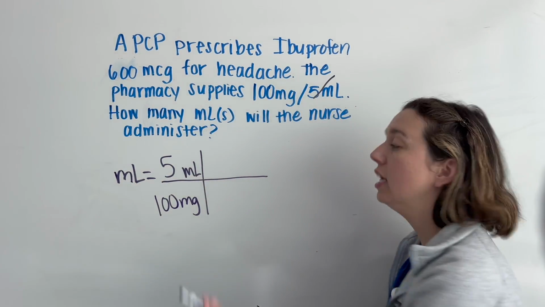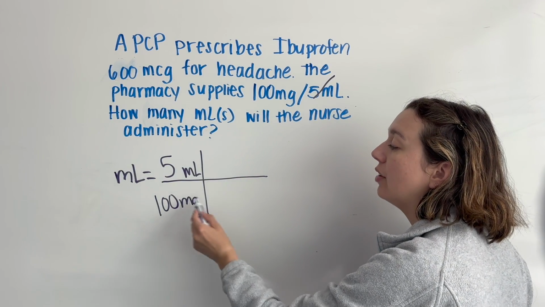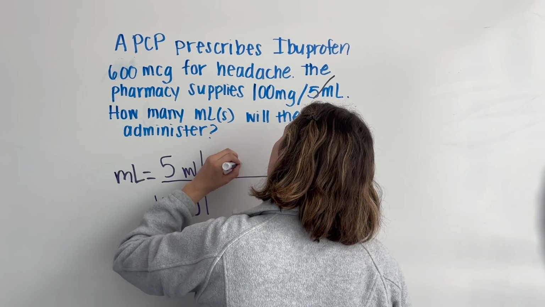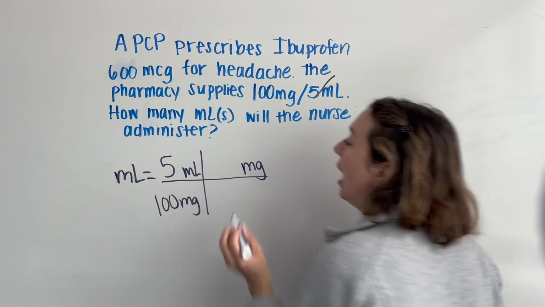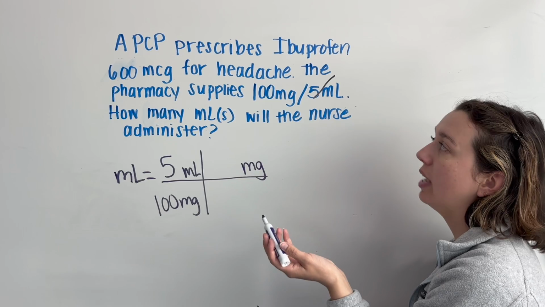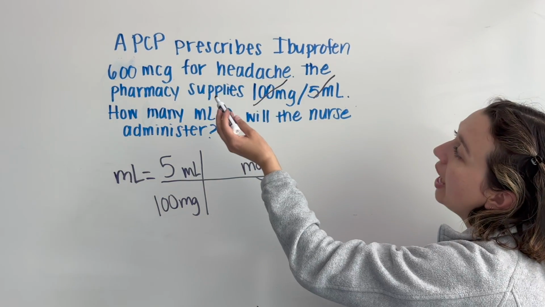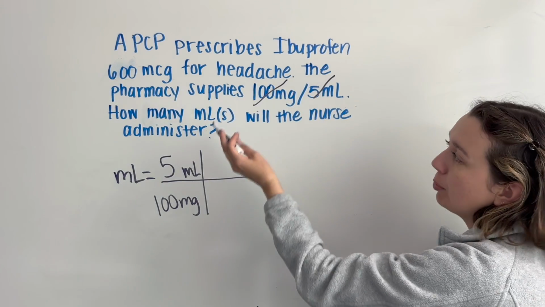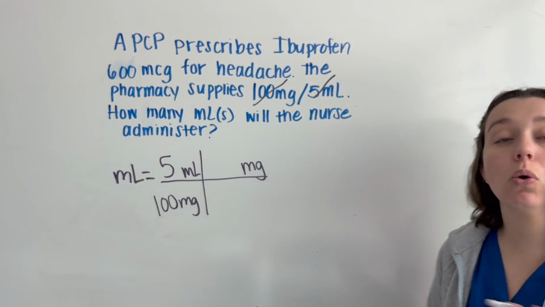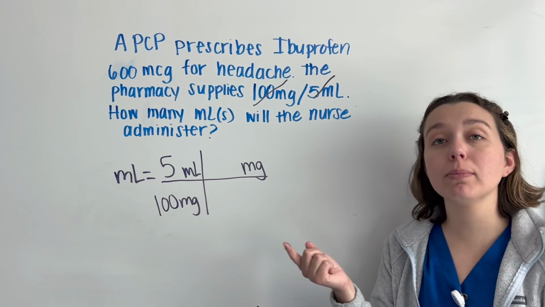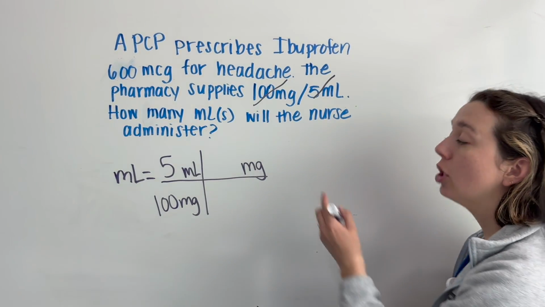Another always rule is that when we have a unit down here, we have to put that unit up here so they can cancel each other out. Put milligrams up here. So now we need to look in our problem to see where else we have milligrams. A PCP prescribed ibuprofen 600 micrograms. That's our only other number we have. That's not milligrams, but we can convert micrograms to milligrams. So we'll do our conversion.